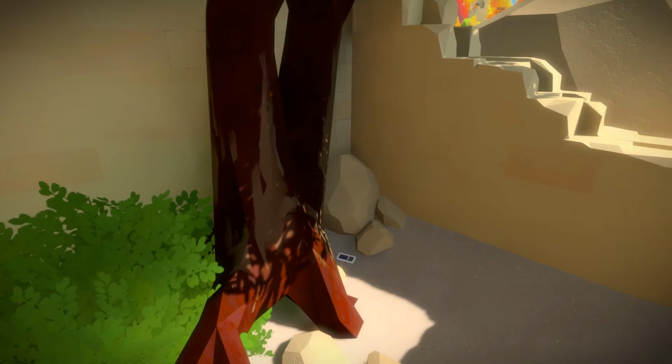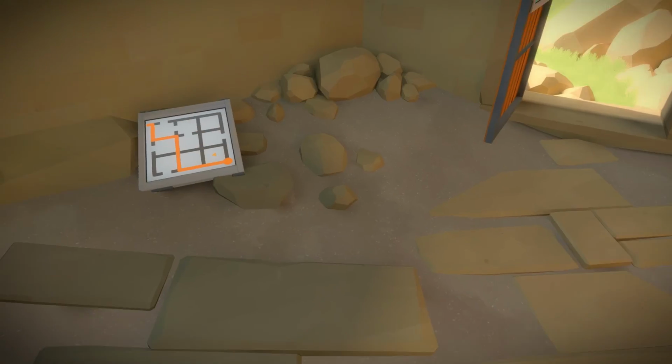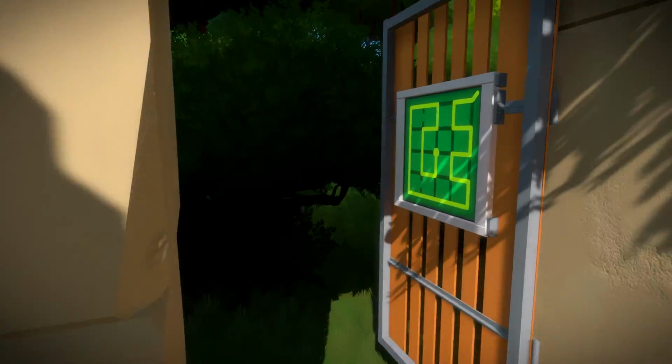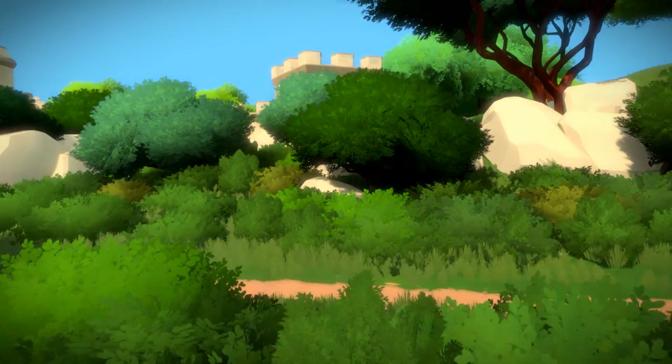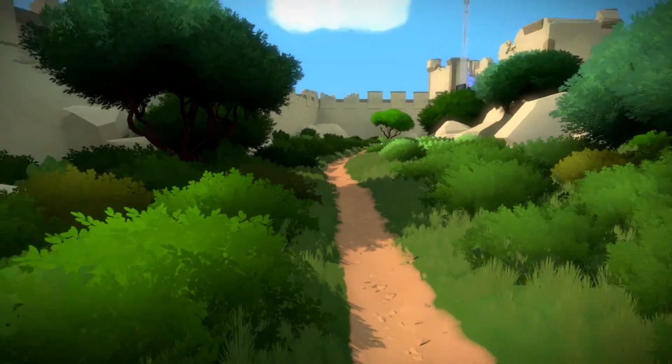And here we have the reason why that is there, which will come out later on. So I hope you enjoyed all the various interesting little tidbits and parts of The Witness.